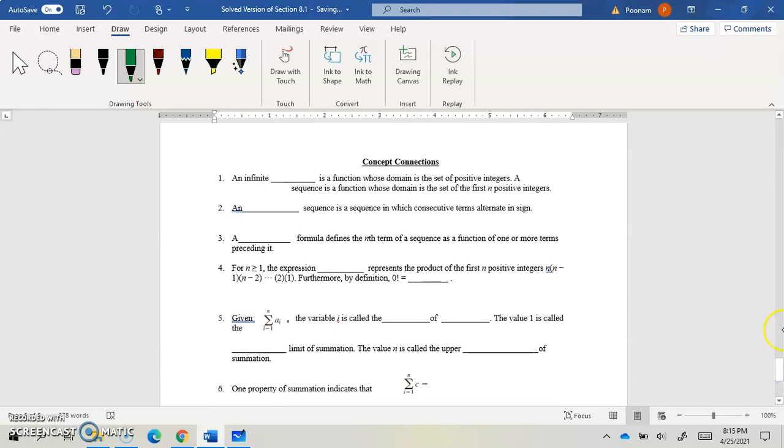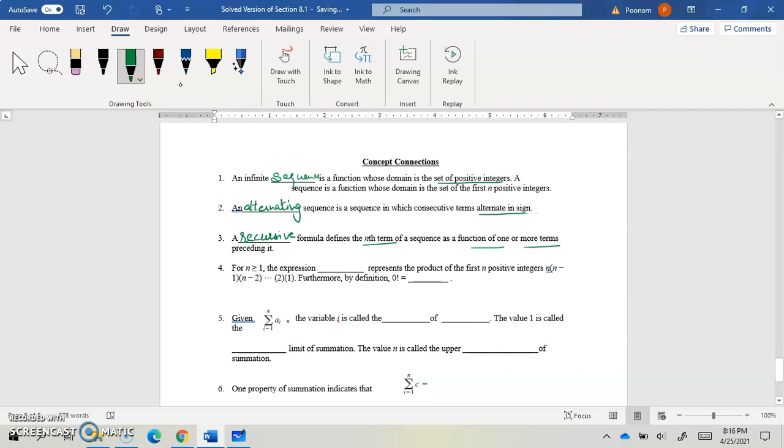Let's see what we learned in this chapter. An infinite sequence is a function whose domain is the set of positive integers or natural numbers. An alternating sequence is a sequence in which consecutive terms alternate in sign. A formula that defines the nth term of the sequence as a function of one or more preceding terms is called a recursive formula.